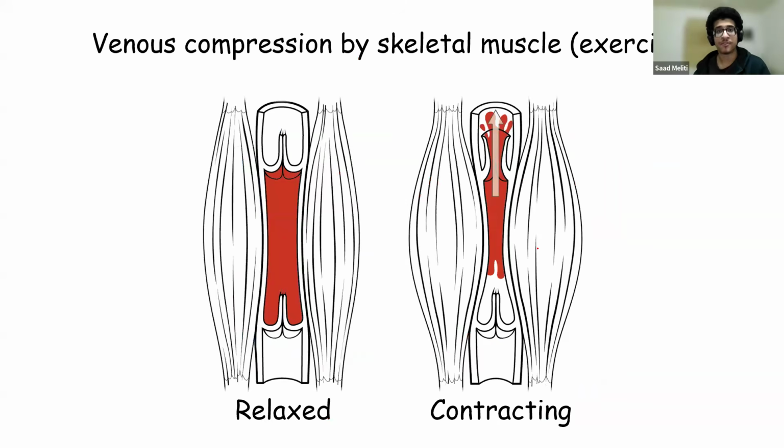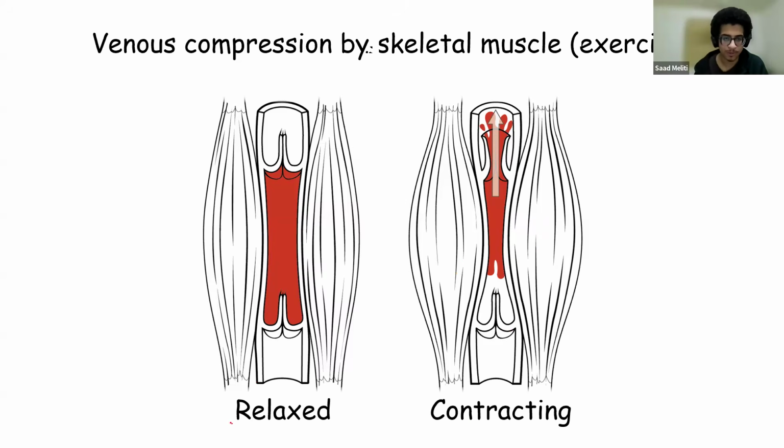So last but not least, venous compression by skeletal muscle. Let's say you're standing up. When you're standing up, gravity brings the blood down. Where is it going to pool? It's going to go all the way to the veins of the leg, and it's going to stay there. So we want to bring that blood back to the heart, and the way we can do that is by contracting our skeletal muscles in the leg. So let's say we start walking, or exercising, or running.